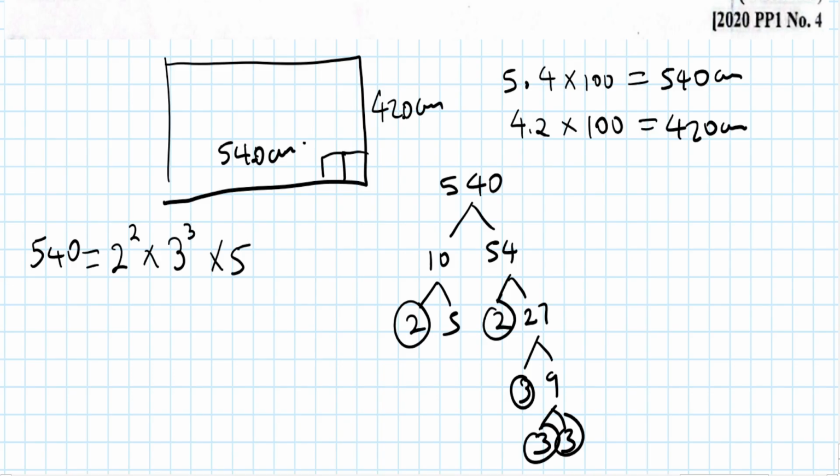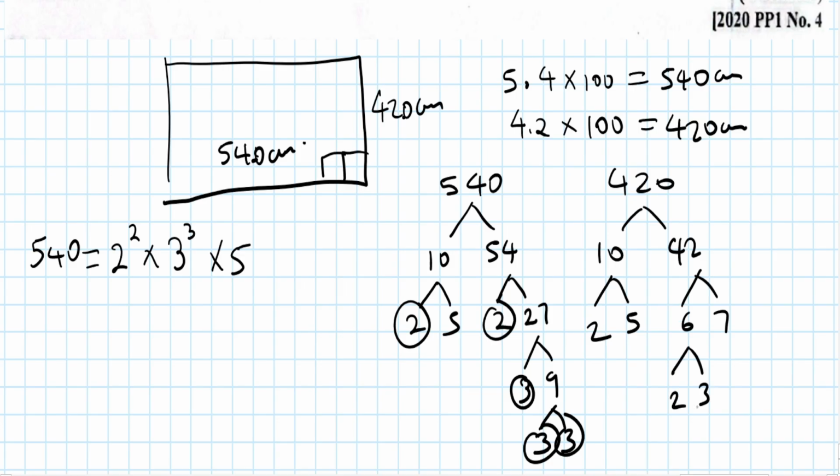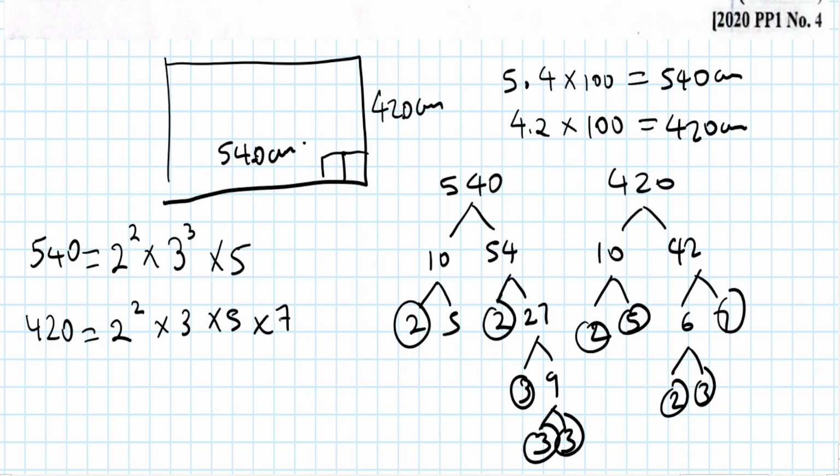So how about 420 then? 420, do the same thing. 42 times 10. So this will give you 5 and 2. And this one will give you 6 and 7. Let me just write it here. This will give you 6 and 7. Okay, you can still branch it to give you 3 and 2. So these are your prime numbers. So you're going to write 420 is equal to 2 squared times 3 times 5 times 7.